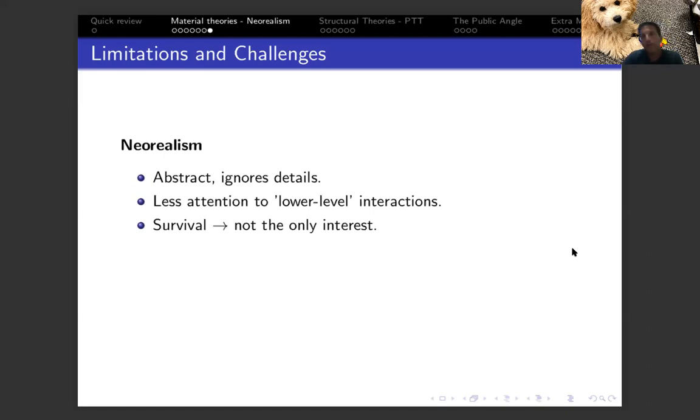So some of the challenges that the neorealist theory approaches: by design, this is a very abstract theory, which offers a lot of benefits, as I talked about before, but also represents a challenge because it ignores a lot of the inner workings of the different components of the system of the state. It ignores a lot of the details, so its explanatory part might be limited in some senses. It also ignores lower level interactions or conflicts.